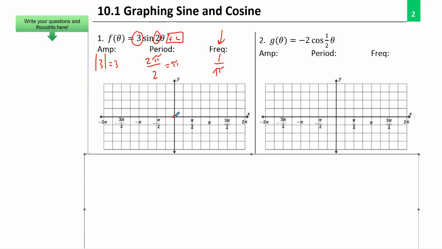Then the period is now pi. So at pi, it's going to also cross. That's where it comes back. Then at 2 pi, because that's another pi. Then at negative pi and negative 2 pi.